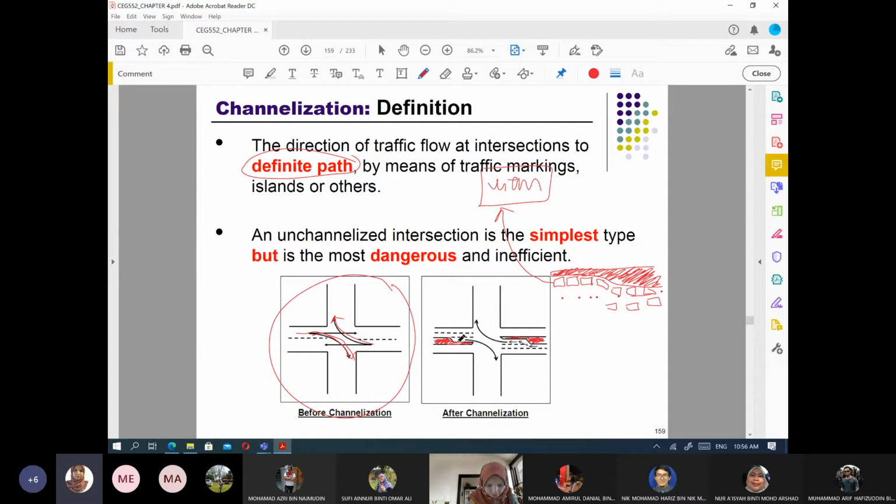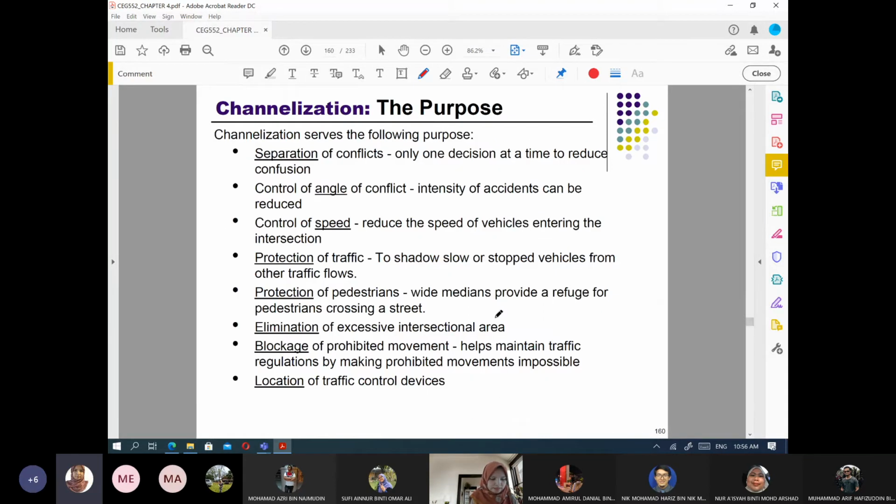Tapi bila adanya storage ni, rather than dia terus boleh turn, dia kena masuk dulu kat sini, stop dulu, tengok kereta ada tak ada baru dia masuk. Dia ada laluan yang tersendiri. So when you come up with this channelization, that is why they said that they can control the speed. Sebab dia tahu adanya barrier dekat depan dia. Kita dah provide satu halangan lah, sebab channel tu kan dia tinggi, dia tak boleh nak cross terus, dia kena stop. Okay. Protection of traffic to shadow slow or stop vehicle from other traffic flow.